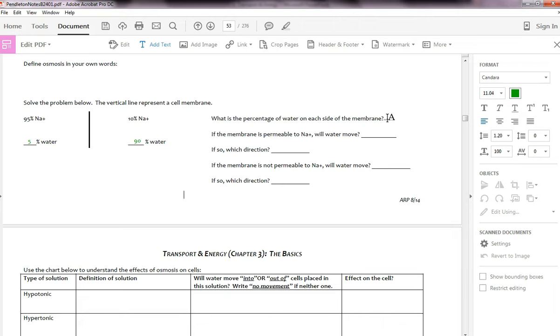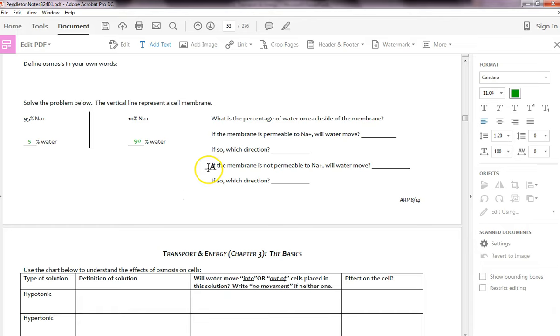Now this is where osmosis comes in, because normally, if we were talking about passive transport, sodium would move from high to low. But that means that the membrane has to be permeable to sodium. That means it has to have a transport protein to let it across.